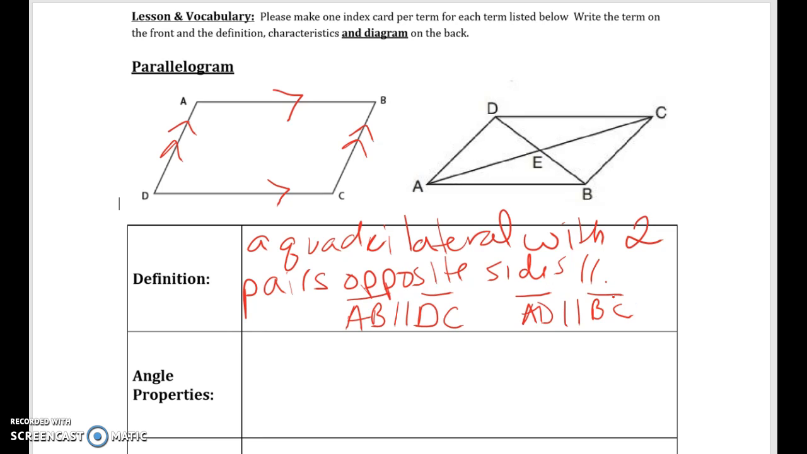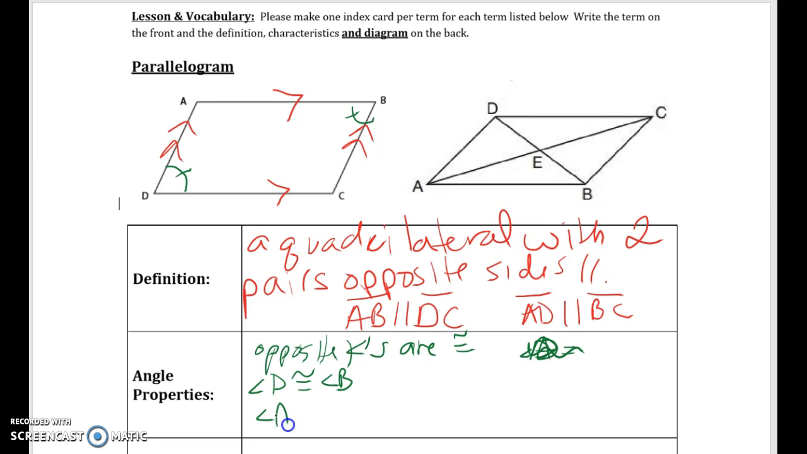Okay, so what does that mean for our angles? Well, that means that opposite angles are congruent. So angle D and angle B are opposite angles. Angle D is congruent to angle B. And angle A is congruent to angle C, as those are opposite angles as well.